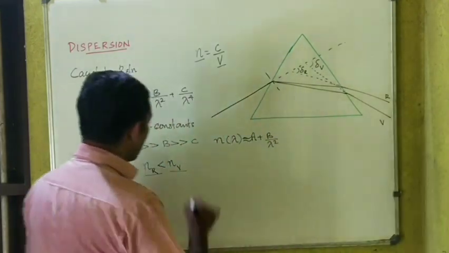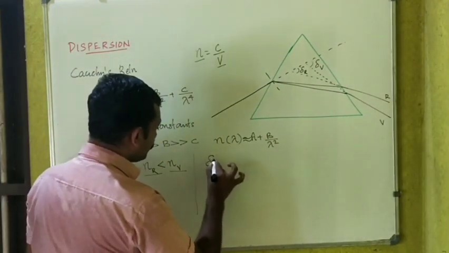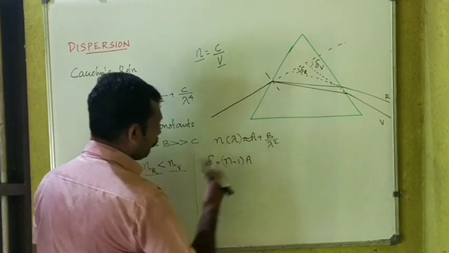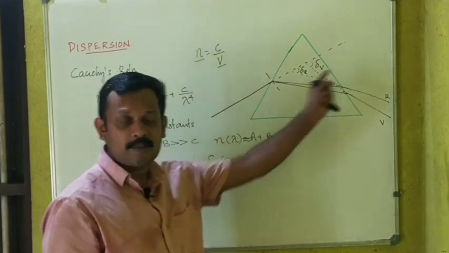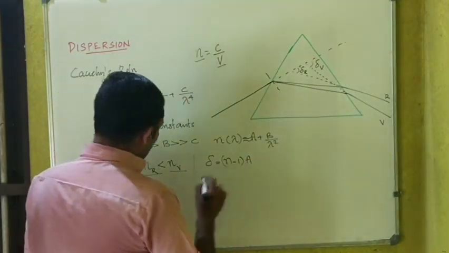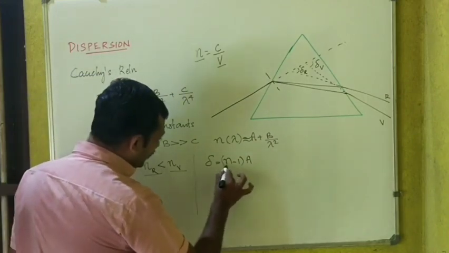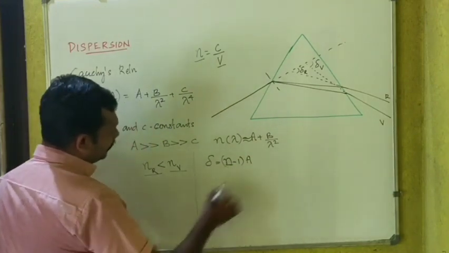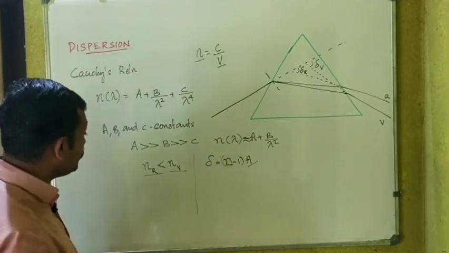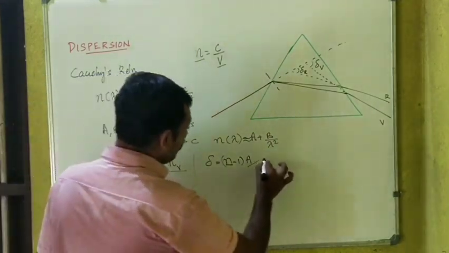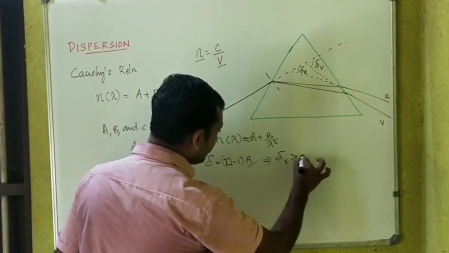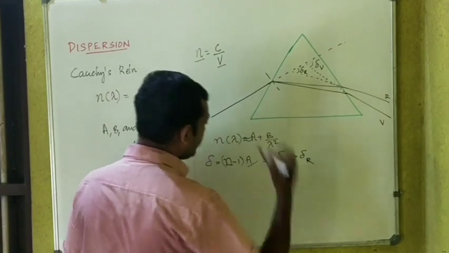Now, in the last class, we learned that the deviation produced delta is equal to n minus 1 into A. For a small angled prism, approximately that relation is valid here as well. The deviation depends on the refractive index n, because the angle of the prism is a constant. There is no change going to arise here. So the deviation produced for violet will be greater than the deviation produced for red.